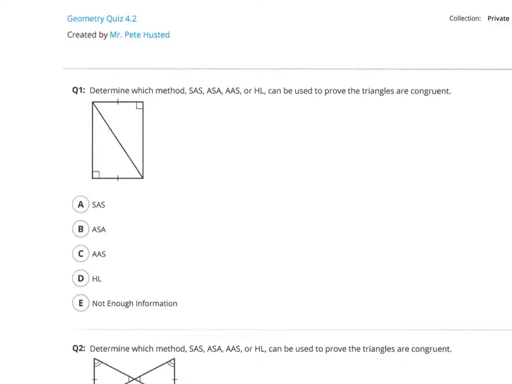Question number 1. We're going to ask you to determine which method, side-angle-side, angle-side-angle, angle-angle-side, or hypotenuse-leg, can be used to prove that these two triangles are equal, or if there's not enough information, that's a choice too. Biggest thing I want to point out to you here is, look, you have right angles. That's like a dead giveaway as to which one we should be looking for. I also want to point out that that side is used in both triangles and it is congruent. Okay, so that's number 1.